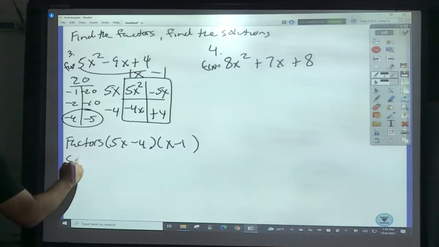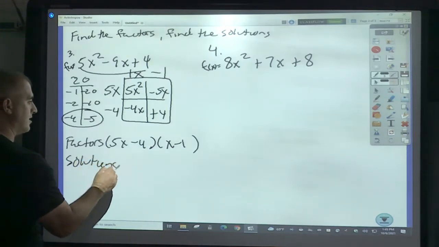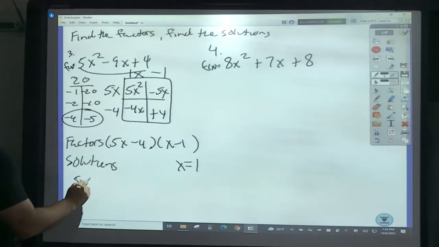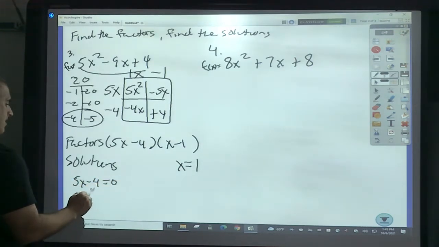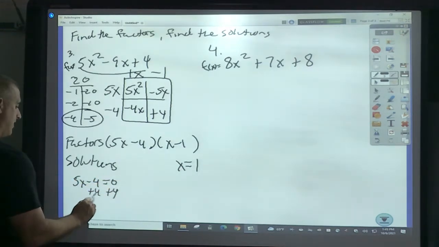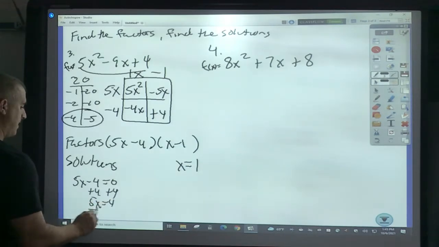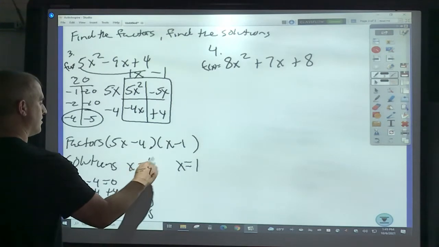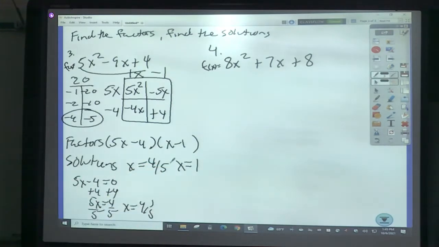Now the solutions, very simply from that, this one's easy, that's x equals 1. If I need to solve that physically, set that equal to 0, that'd be adding 4. 5x equals 4, divide by 5, I got x equals 4/5. So those are the factors, those are the solutions, I'm good there. Okay, let's look at this one.